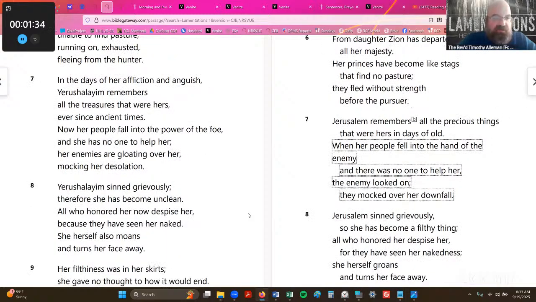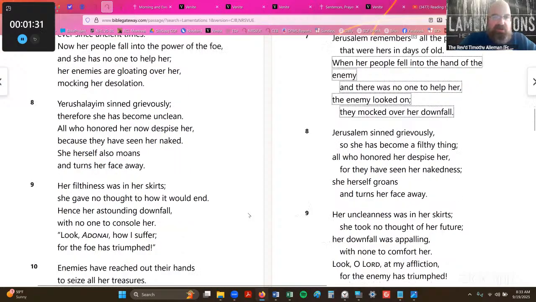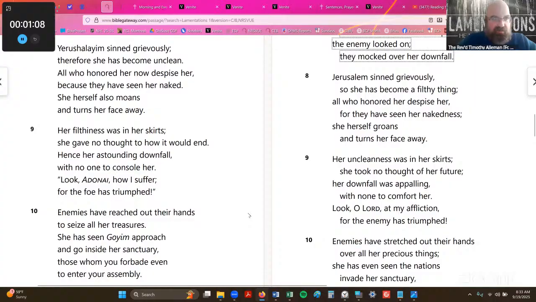Jerusalem sinned grievously. Therefore she became unclean. All who honored her now despise her, because they have seen her naked. She herself also mourns and turns her face away. Her filthiness was in her skirts. She gave no thought to how it would end. Hence, here her astounding downfall, with no one to console her. Look, Adonai, how I suffer, for the foe has triumphed.